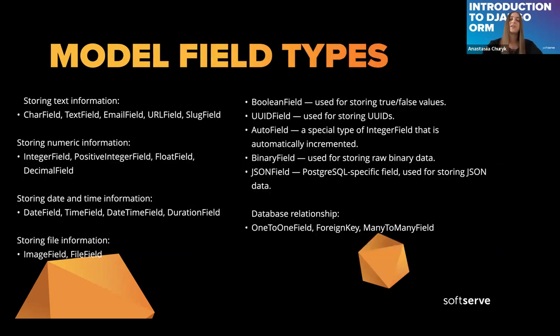Model field types. As you can see, Django models support a lot of different field types that allow huge possibilities of data validation that you don't have to write yourself. For storing text information, we have char field. It's for short strings. Text field is for long strings. Email field has email validation. URL field has URL validation.